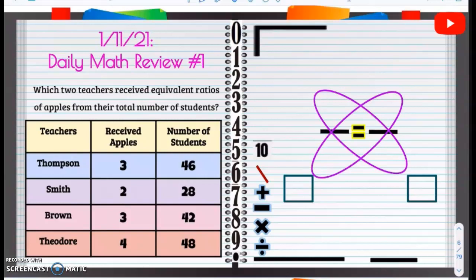January 11th, 2021, Daily Math Review number 1. Which two teachers received equivalent ratios of apples from their total number of students?